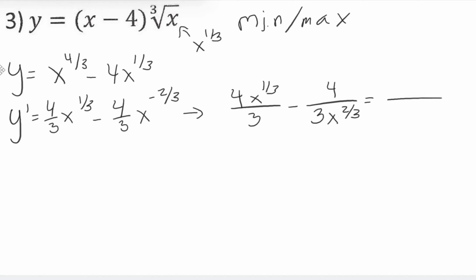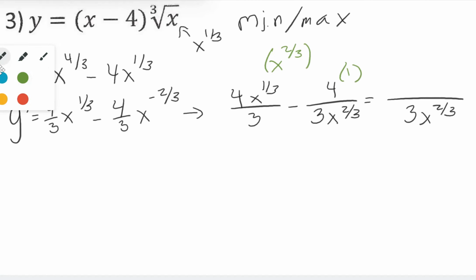So my common denominator is going to be 3x to the 2/3. So I multiplied this part by x to the 2/3, and I multiplied that one just by 1, because the denominator is there. So I get 4x minus 4.